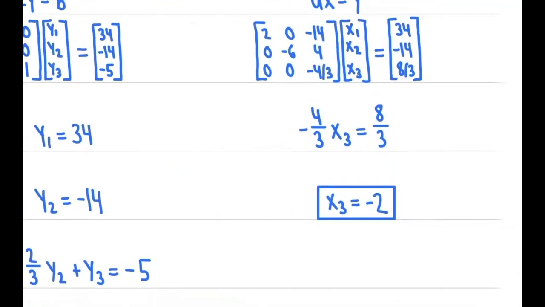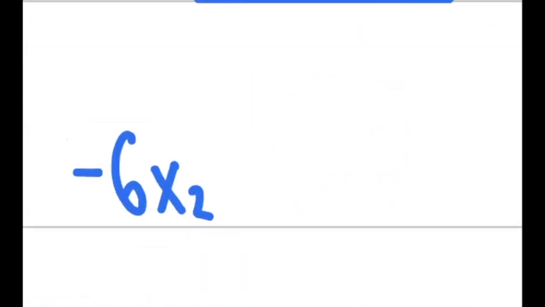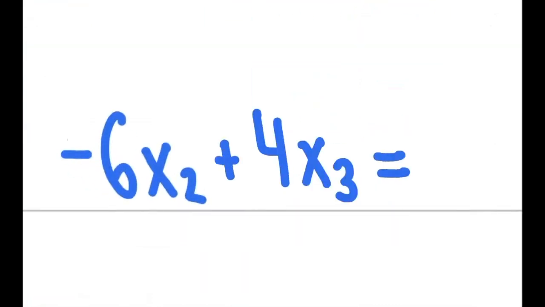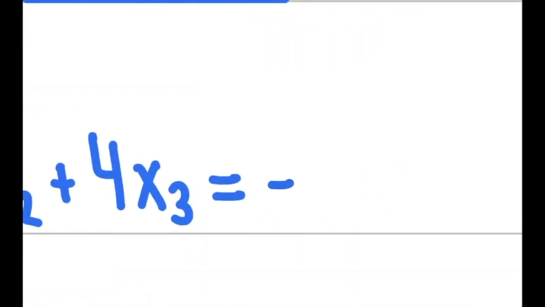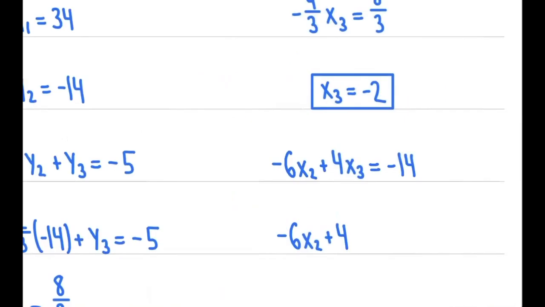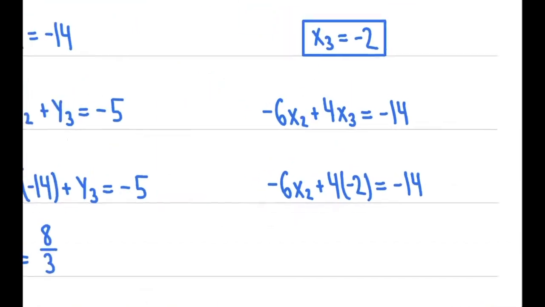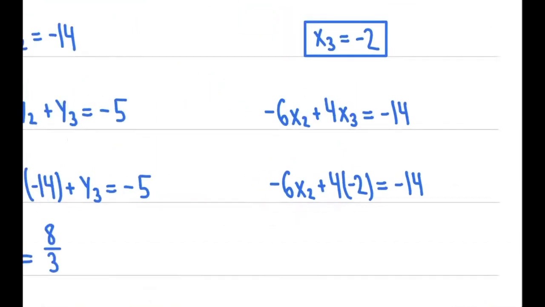And then for the second equation, we have negative 6 times x2 plus 4x3 equals negative 14. And we have x3, so we have negative 6x2 plus 4 times x3, and x3 is negative 2. And that equals negative 14. And if you solve for x2, you'll get 1.